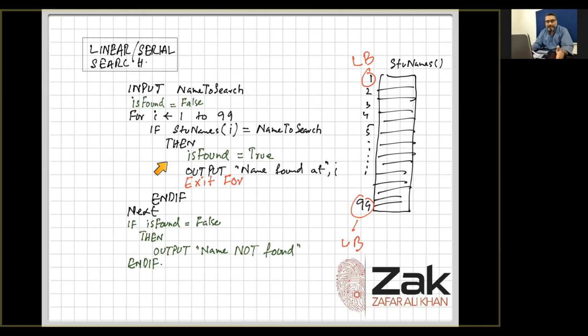But if it has been found, then in that particular condition where we are looking for it, and if it is there, the name that we are finding, we make first is found true, so that towards the end we have an idea that the value that we were looking for is already found, and we don't have to tell that name was not found. That is how it works.